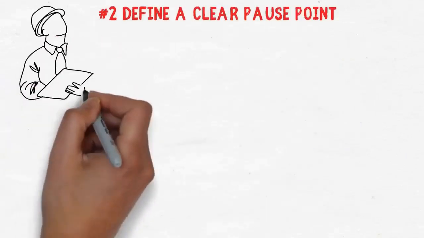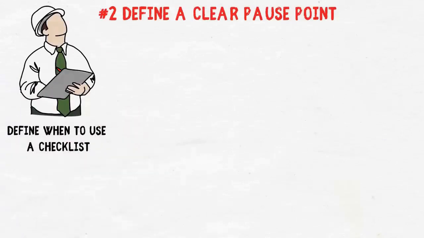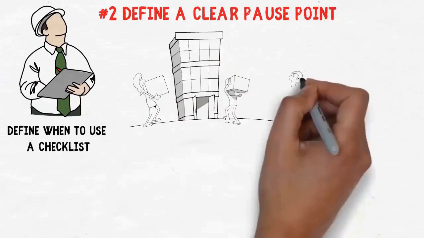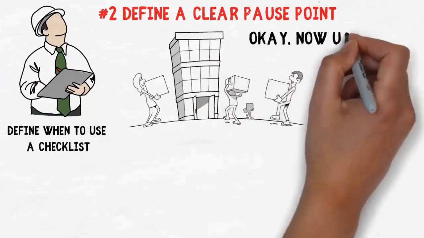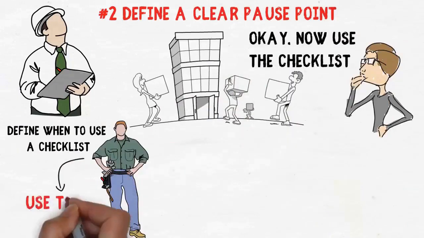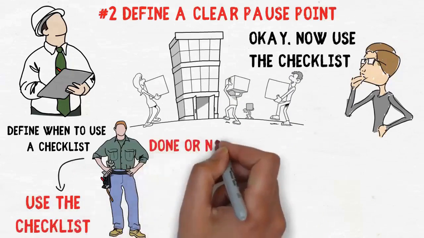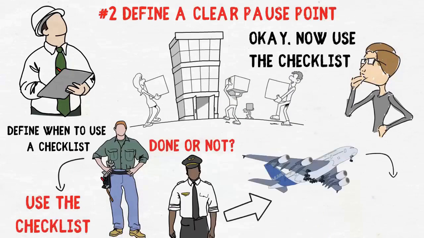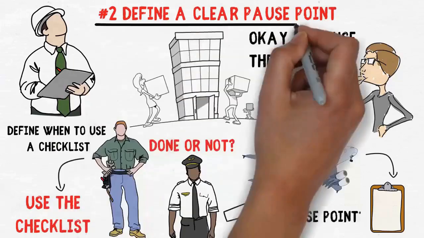Second, define a clear pause point. Decide on a moment when you can confirm things by looking at your checklist. Every checklist should have a clear trigger, meaning a reminder of location, routine, and action that prompts you to pause and complete the checklist, ensuring the mechanic reviews the checklist twice. Once before starting the service, and the second time after the service is completed, to ensure everything is complete. A pilot uses a checklist before taking off, so that is their pause point. Similarly, you should also clearly define your pause point to know when you will use the checklist.